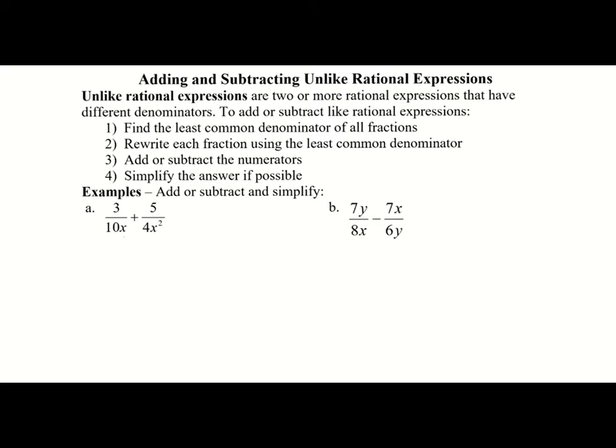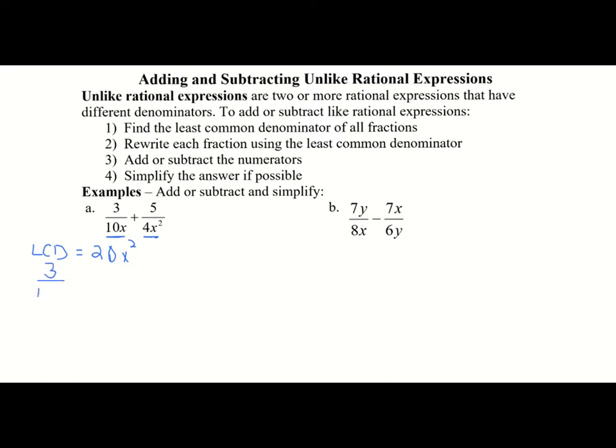So for our first one, we have 3 over 10x plus 5 over 4x squared. My LCD here, for 10 and 4, my lowest common multiple for those two, 40 is one, but it's not the lowest. We could actually do 20, because that is a multiple of 10 and of 4. And then they both have x, but we want to choose the highest power, so we're going to choose our x squared.